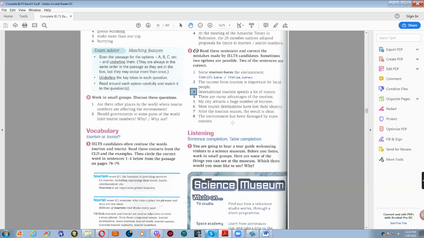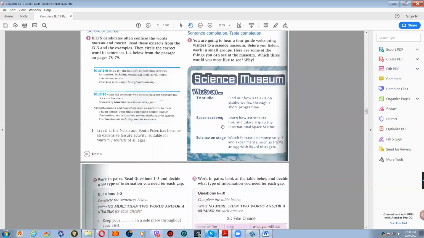Number 7. And nothing wrong with it. No, that's wrong. After the tourist. Tourist, not tourism. Yes. Wow, I didn't expect that. The environment has been damaged by mass tourists. Should be tourism. Yeah. All right. Almost out of time, but we'll just plow on a little bit.